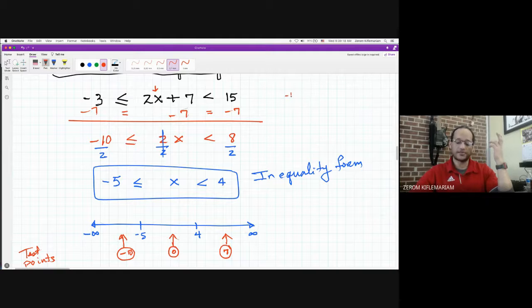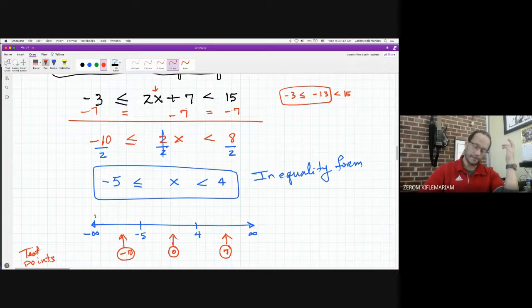So we have negative 3 less than or equal to negative 13, and less than 15. Now negative 3 is less than negative 13. That is false, because negative 3 is greater than negative 13. So that side will be false.